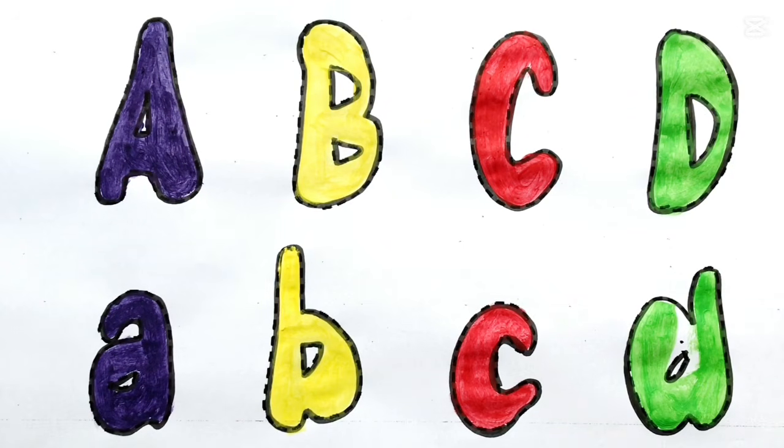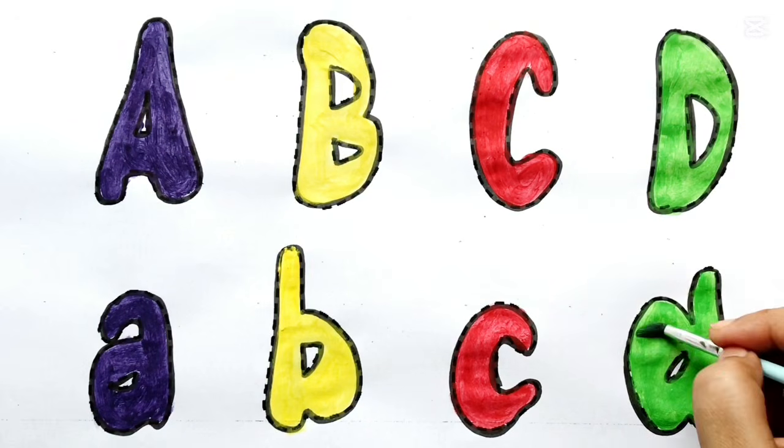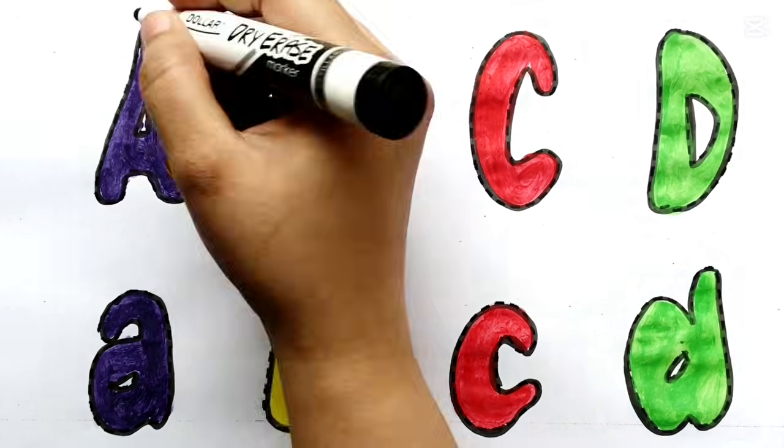ABC, count the rhythm and 1, 2, 3, we're singing all together. ABC, count the rhythm and 1, 2, 3, we're singing all together.